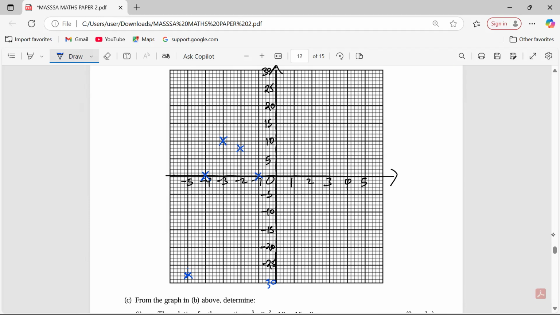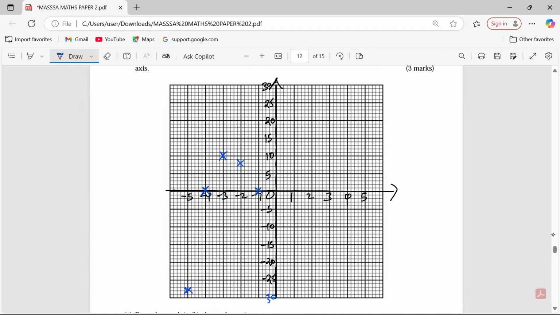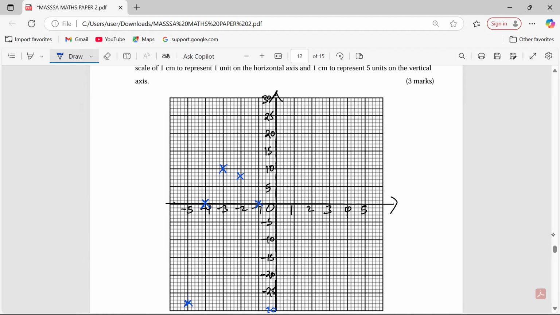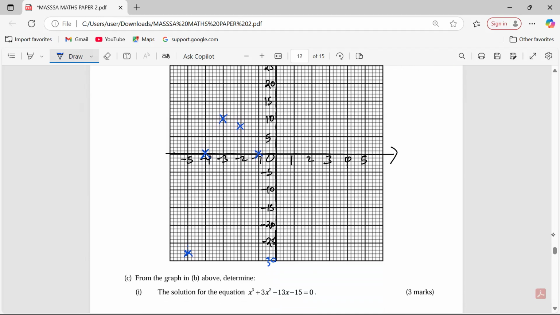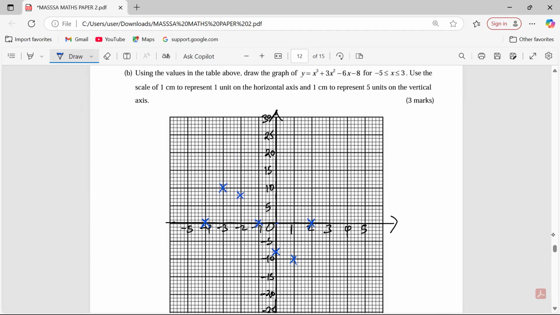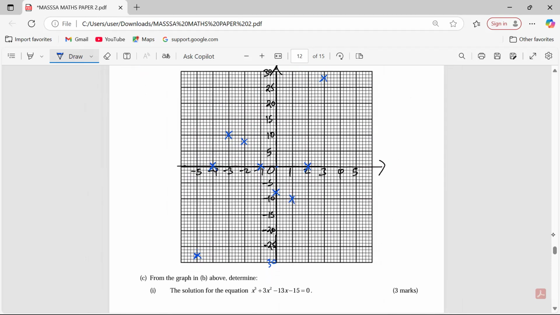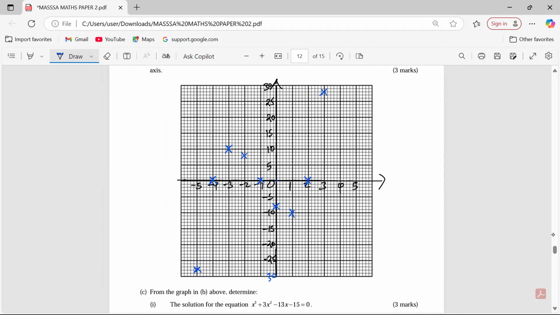After that, we can talk about 0, -8, so 0, -8 at this point. Then 1 goes with -10. 1, -10 at this point. What about 2? 2 goes with 0, so back again to 0. Then 3 goes with 28. 3, 28, the last coordinate at that point. So now we have all the coordinates plotted. Now we draw the graph.